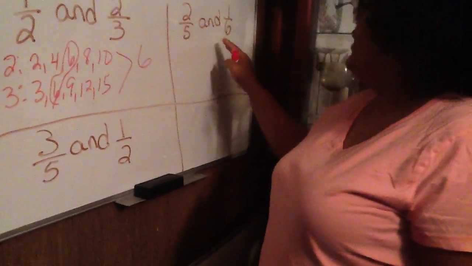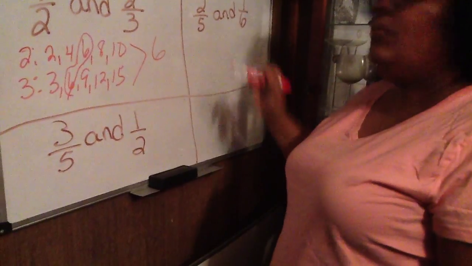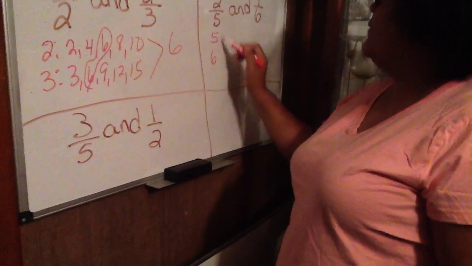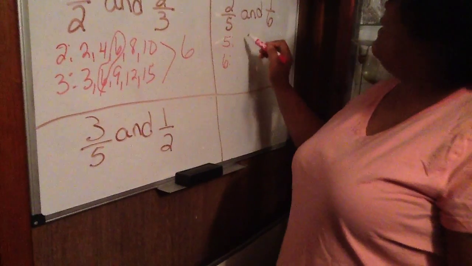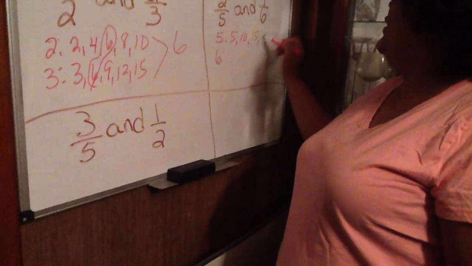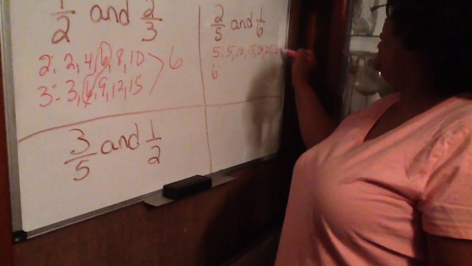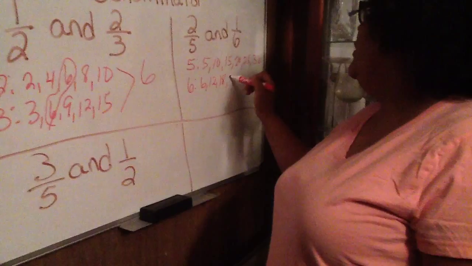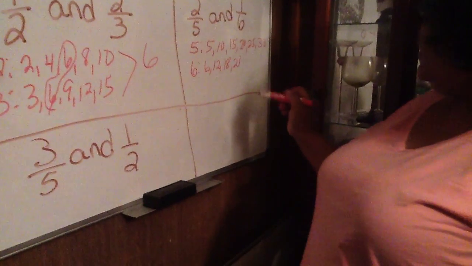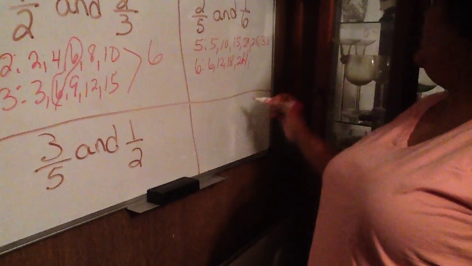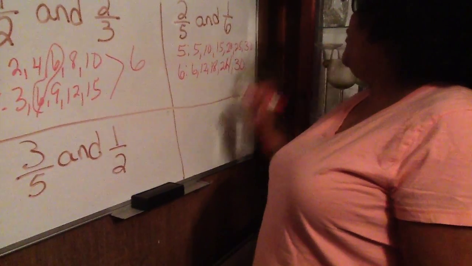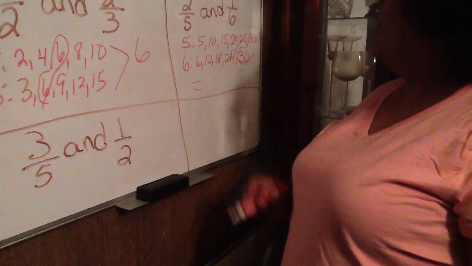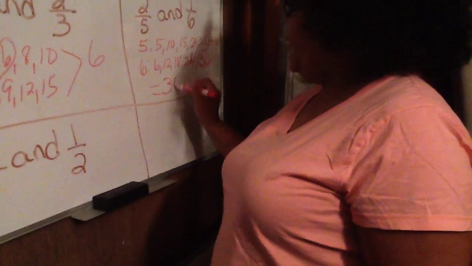So let's look at this one. We have 2/5 and 1/6. Again, we're going to list the multiples of our denominators. Our first denominator is 5. Our second one is 6. If we list our multiples, we got 5, 10, 15, 20, 25, 30. If we list 6, we got 6, 12, 18, 24, 30. So the first number they have in common here is 30. So my least common denominator will be 30.